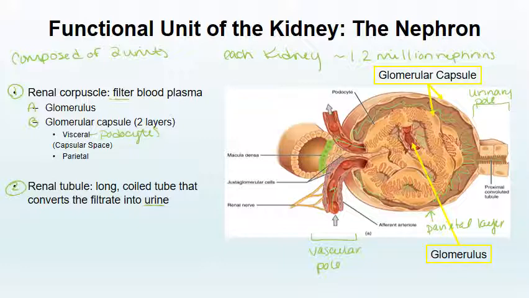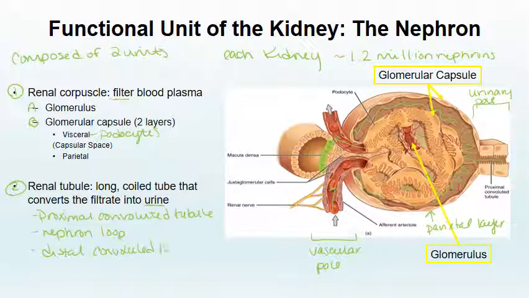So the renal tubule is then going to be made of 4 regions. I know that this is going to be on the next slide, but I actually want to end on this slide. They are the proximal convoluted tubule, the nephron loop, the distal convoluted tubule, and then the collecting duct.